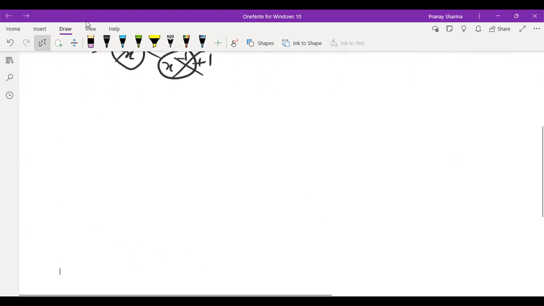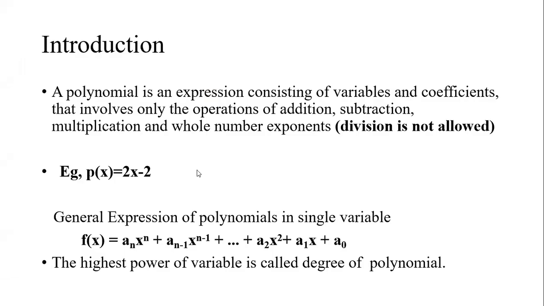Now, can we say that all polynomials are algebraic expressions, but not all algebraic expressions are polynomials? Yes, that is the correct one. All right, let us move back to the portion where we left. So p of x is given to you as 2x minus 2. This is a polynomial because the highest power is 1 here, which is a whole number. Power means the exponent that we have over x.